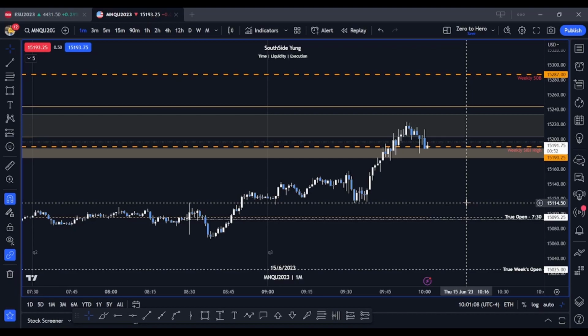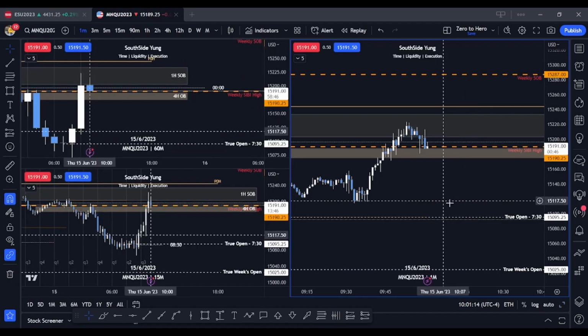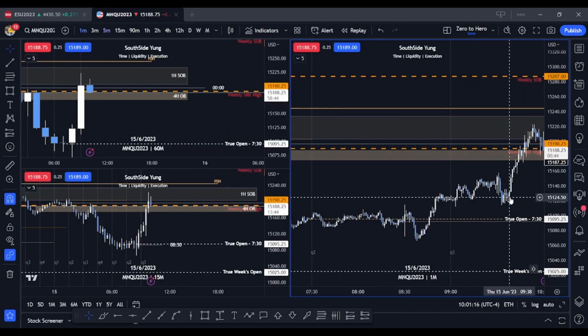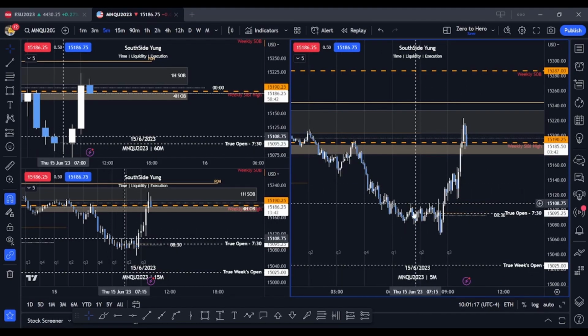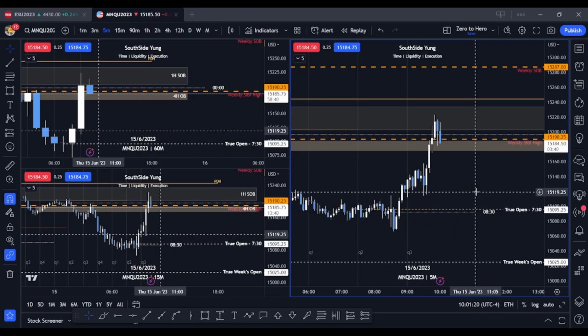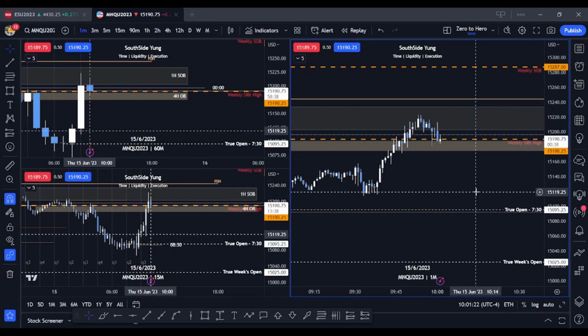Going to see if we get the displacement down. Just looking for a nice market maker model down. Because we would take a look at this, with what is it? Let me go on the 5, with this as the original consolidation. Because I can see it most clearly on the 5, I'm probably looking for a structure shift on the 1.